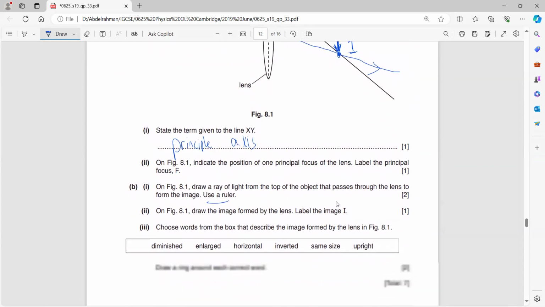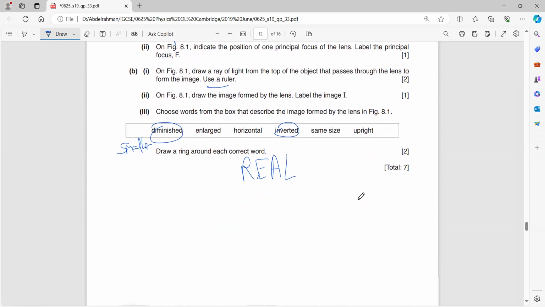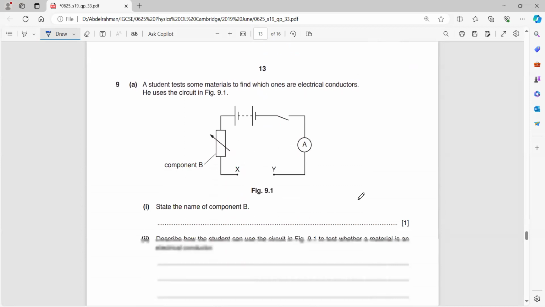What are some properties of this image? Inverted. Okay. What else? Inverted, diminished. What do I mean by diminished? Smaller. Right, well done. There's another keyword that you must memorize for this type of image. Whenever the image is inverted, whenever the image appears on the opposite side, it has to be real. Real. This is a new keyword that you must memorize.